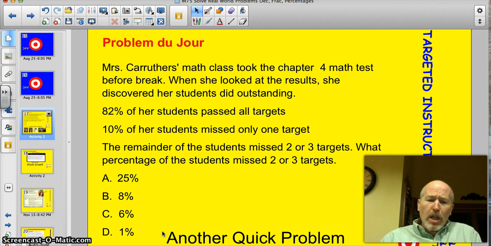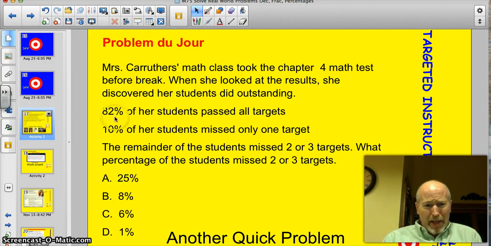Alright, let's think about it. Could it possibly be 25%? We had 82% passed all, another 10 brings us up to 92% passed all or missed only one target, and the remainder of the class missed 2 or 3. It can't possibly be 25%. It's way over 100%. It can't be 1% either. We've only got really 2 reasonable answers here, 6 or 8%.